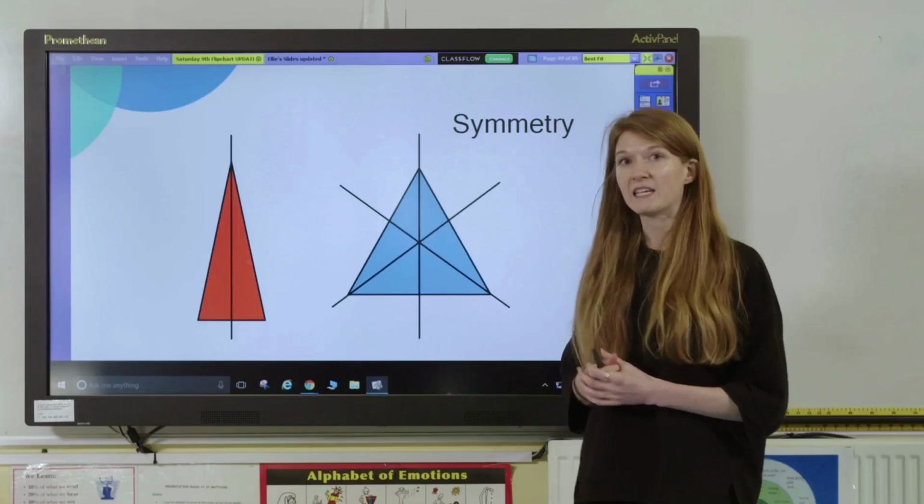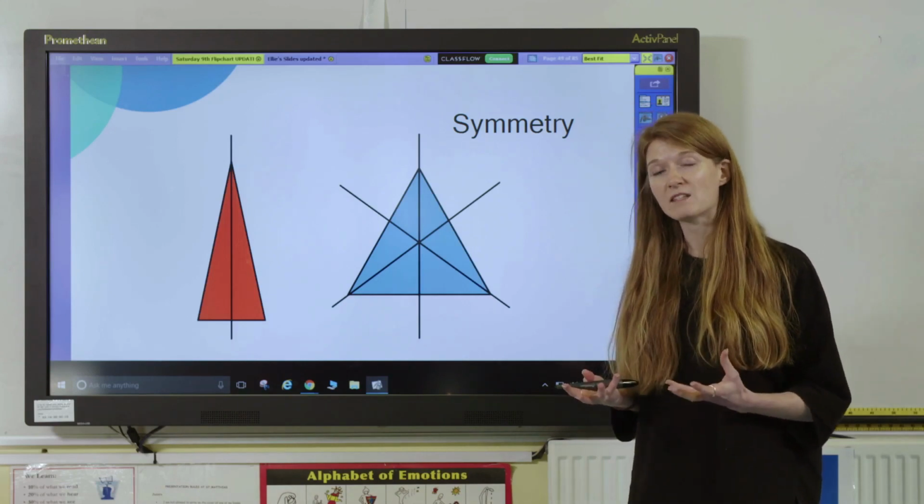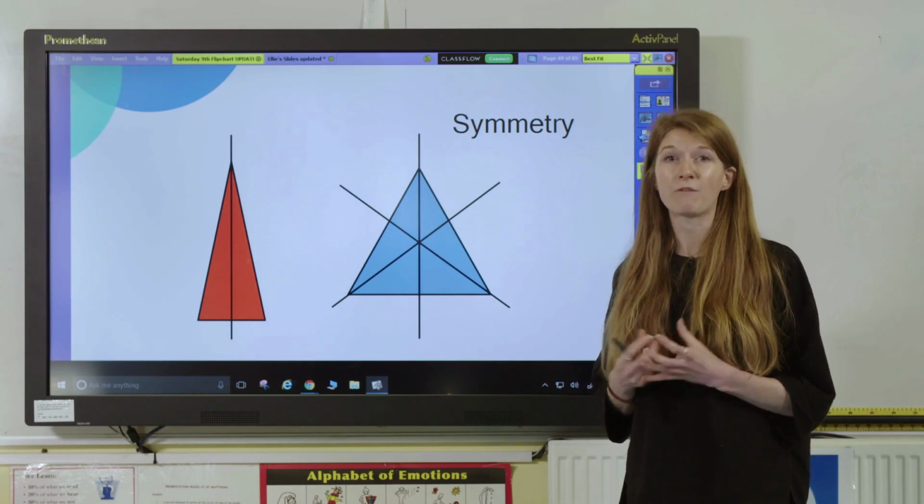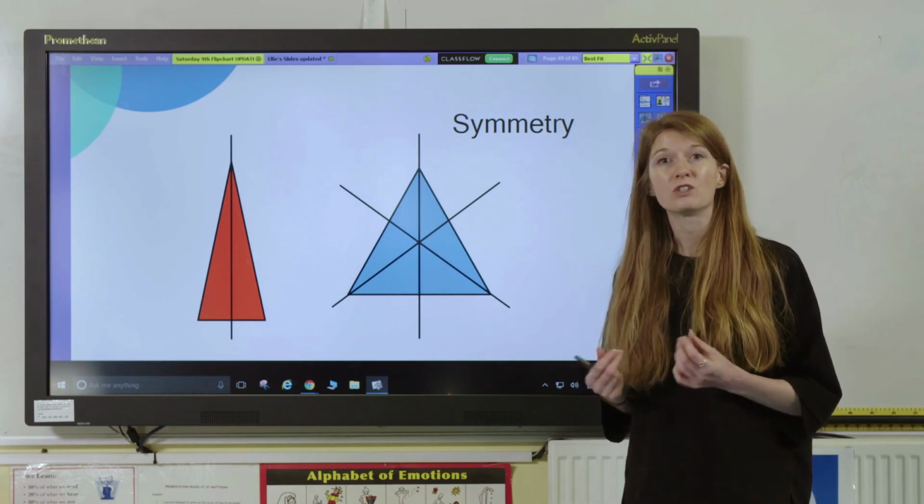So those are some ideas for how you can help children to classify 2D shapes and also to make sure they don't have misconceptions about what 2D shapes look like.